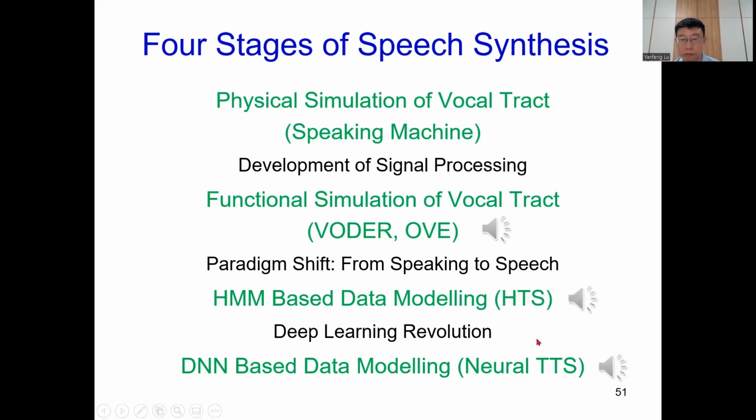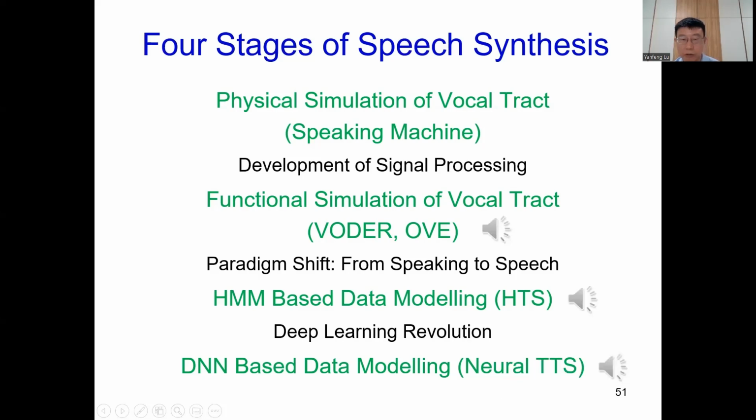This is a sample speech generated with a hidden Markov model-based text-to-speech system. You can hear that the voice is rather robotic. The reasons are mainly twofold: the weak modeling power of the hidden Markov model and the signal processing methods being used to generate the speech. And finally, there is the DNN-based data modeling.